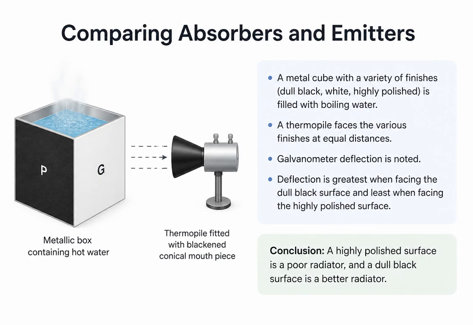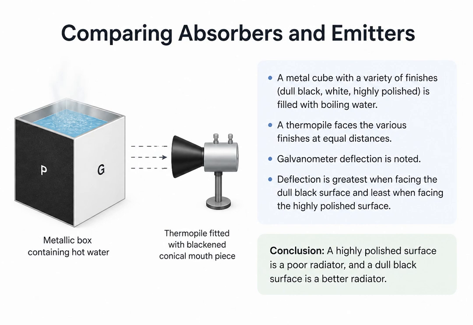We can prove Prevost's theory experimentally using a Leslie's cube. This is a metal box filled with boiling water, ensuring all sides are at the exact same high temperature. However, the sides had different finishes: dull black, white, and highly polished metal. When we point a thermopile at each side from the same distance, the galvanometer shows the greatest deflection for the dull black surface and the least for the polished surface.